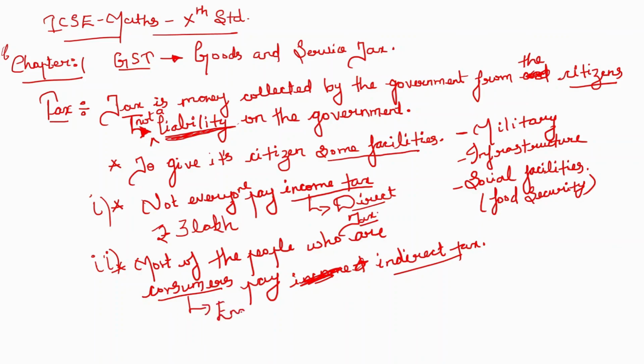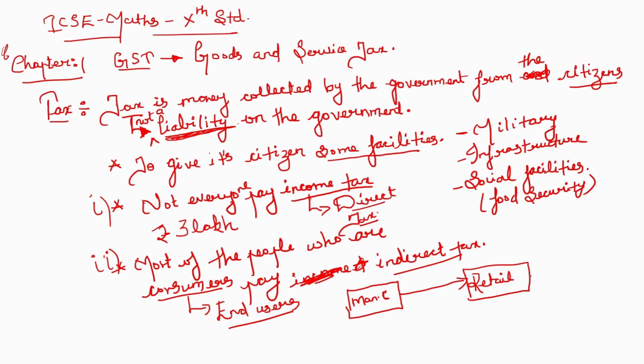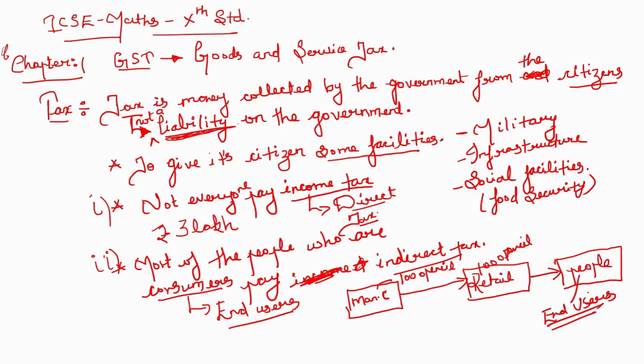Now, who are end users? What do you mean by end users? For example, there is a manufacturing company which is producing some product. This manufacturing company will sell this product to some retail shop. This retail shop owner will be selling the products to the people, right? For example, this manufacturer has produced some thousand pencils. Now the retailer will buy these thousand pencils and sell to different people. These people are end users. We are end users.